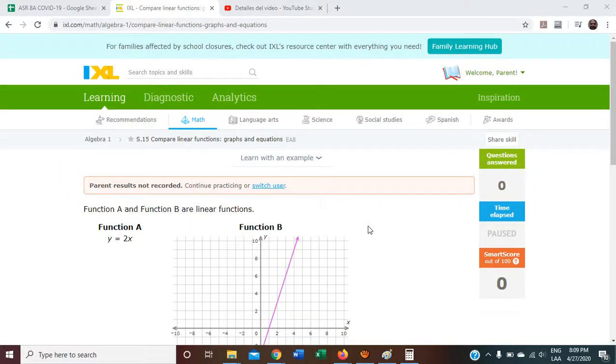Here I am again, Mr. Zamora, and I am going to explain how to solve Algebra 1 S15. Compare linear functions, graphs, and equations.